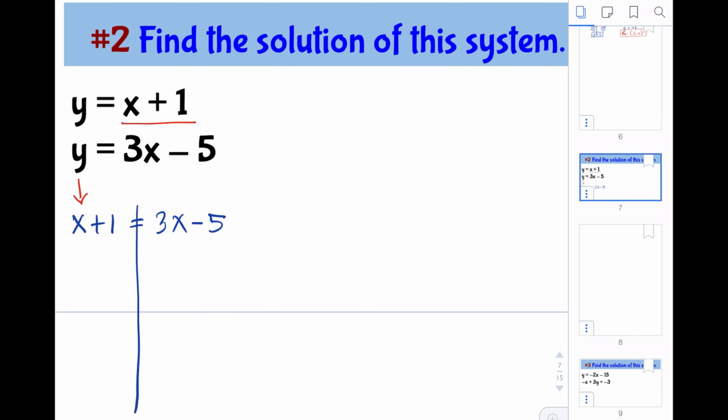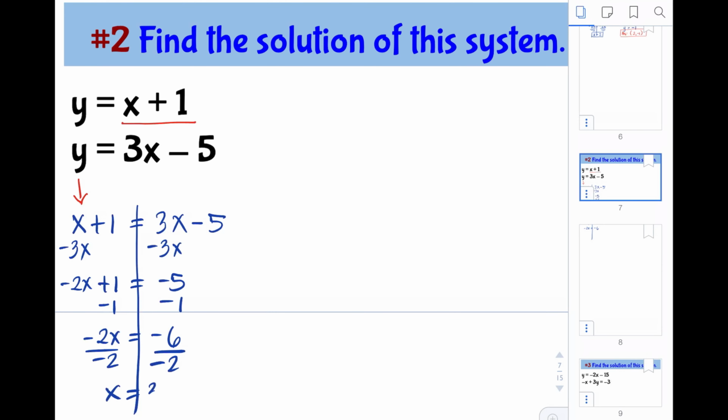So solving for x, subtract 3x from both sides. 1x minus 3x is negative 2x plus 1 is equal to negative 5. Now I will subtract 1 from both sides, and we have negative 2x is equal to negative 6. Divide both sides by negative 2. Our x is equal to positive 3.